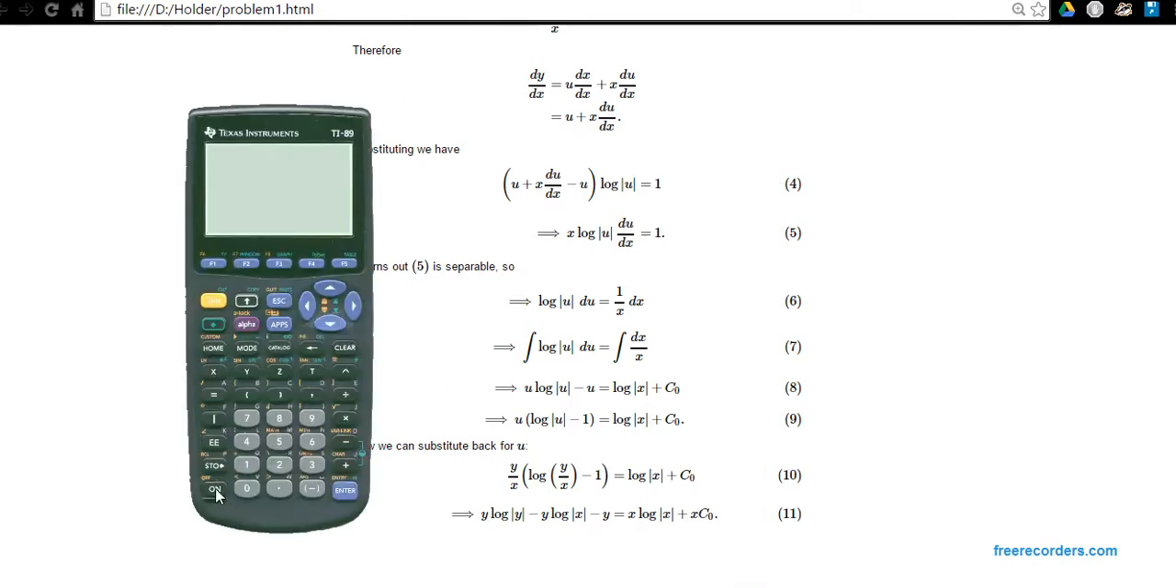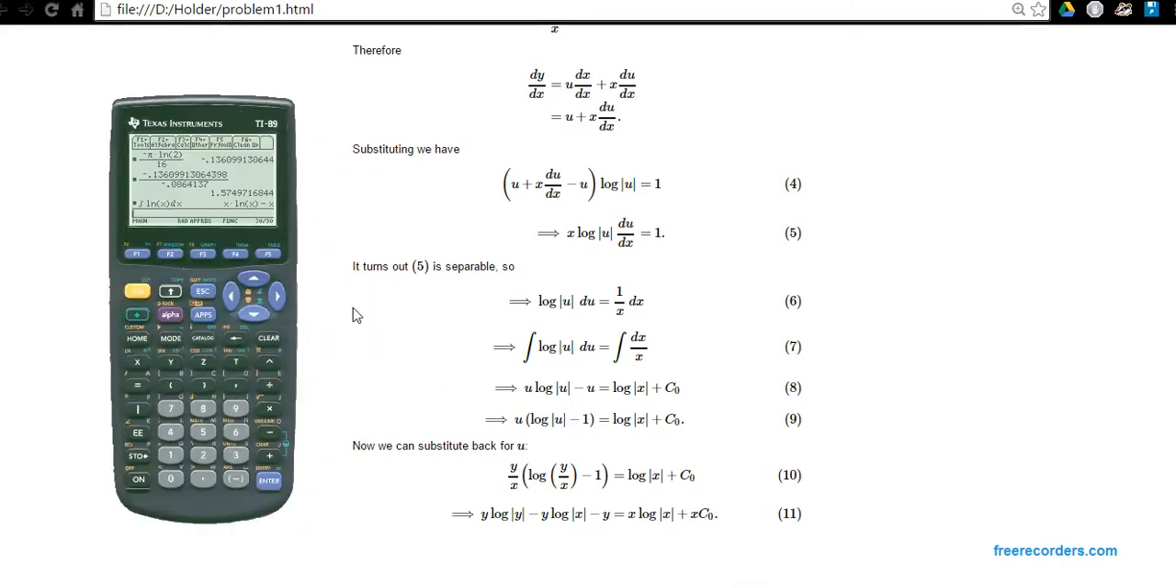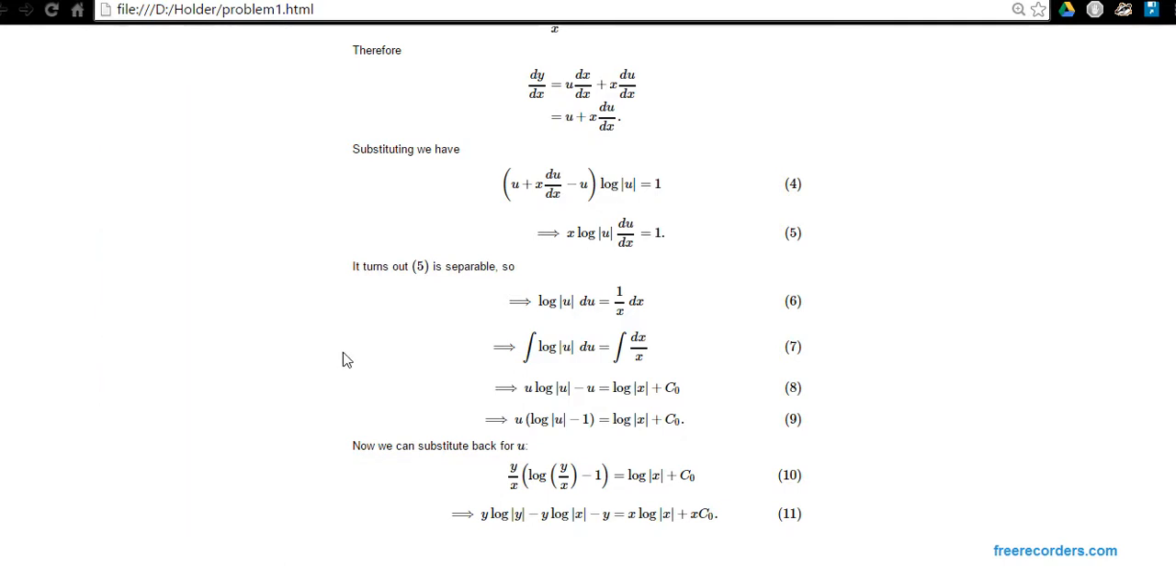But to make sure I haven't messed up anything, we can check with our handy-dandy TI-89. So you can see here I've integrated the natural log of x with respect to x, and we just get x ln x minus x. And putting that in, we have u log u minus u equals log x plus some constant of integration. Then I pull the u out, so we have u(log u minus 1) equals log x plus c naught.